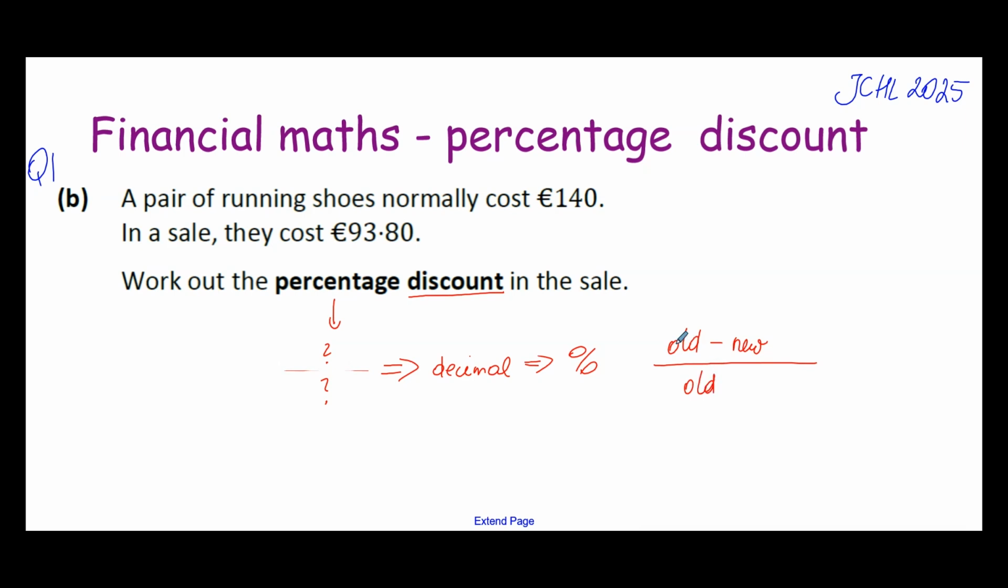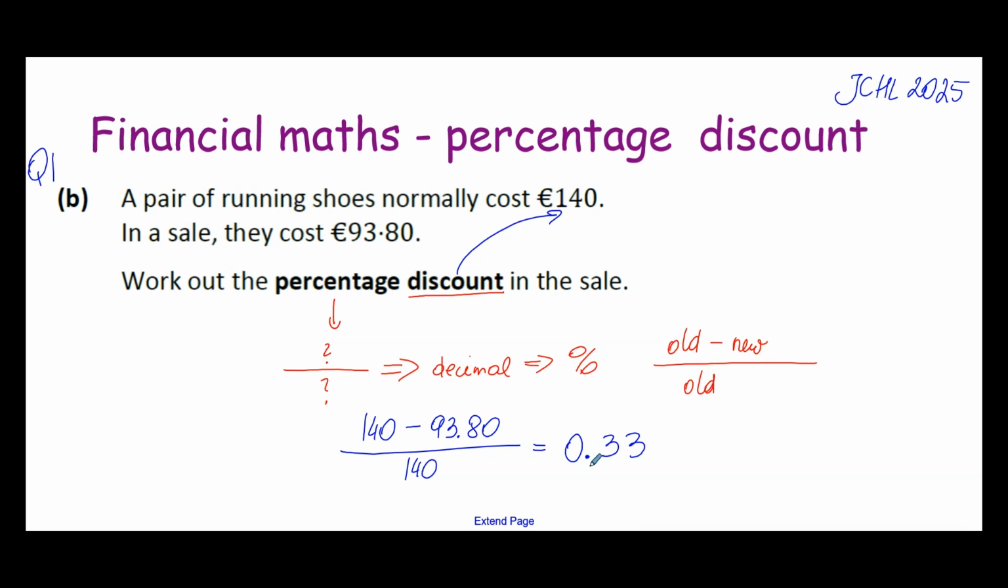So the old price in this case is 140, the new price is 93.80, and that is divided by the old price, 140. Why do we compare to the old price? Because the idea of discount is in comparison to the old price, not the new one. The new one is lower, but we are saying in light of the old price. Then we put that in the calculator, we press equals, and we get the decimal 0.33.